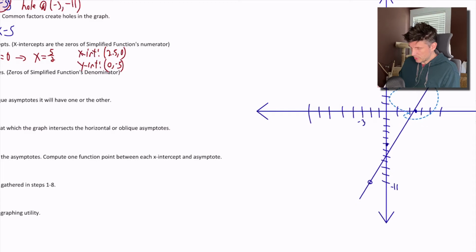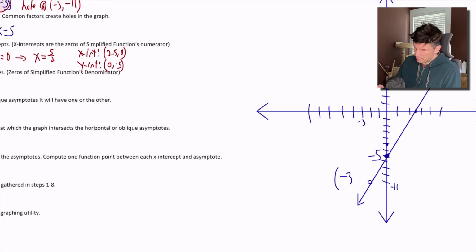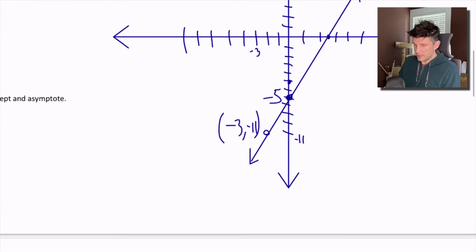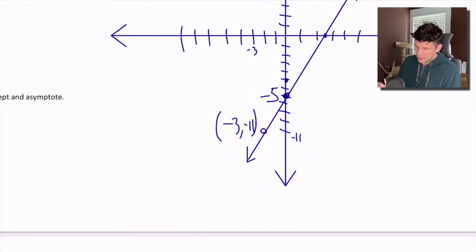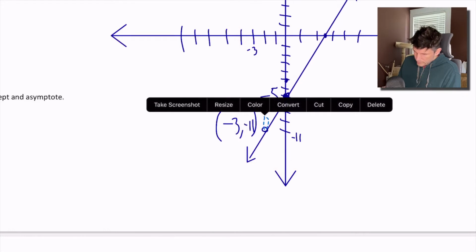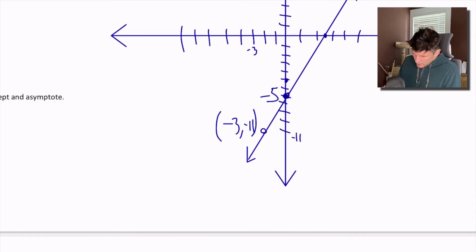I just need you to use your imagination. It's pretend time. And I want you to imagine that the y-intercept is also, this is -5 here. Wow, we're having a rough time. This is -5. This is our hole at -3, -11 over here. And you don't have to label the x-intercept, but the main thing is that you see that the hole, let's see if I can grab that. Nope, I can't. Okay, it's fine.